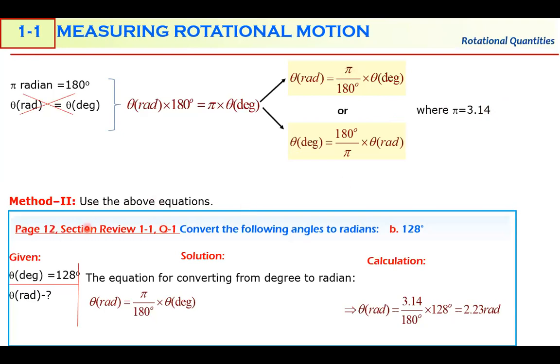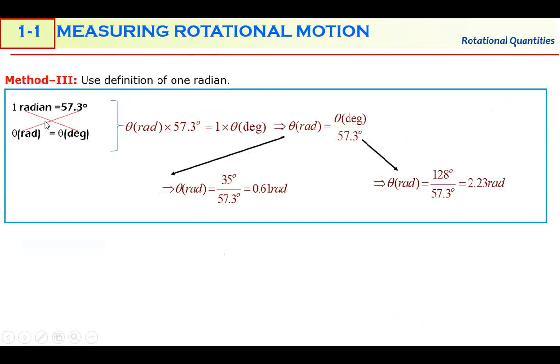3.14. And the next way is that some students use the definition of the radian like this: 1 radian is equal to 57.3 degrees. So angle in radian is equal to how much in degrees? Cross product again. For example, 35 degrees is equal to how many radians? You are going to write like this: 1 radian is equal to 57.3, 35 degrees is equal to how many radians? Again, cross product.